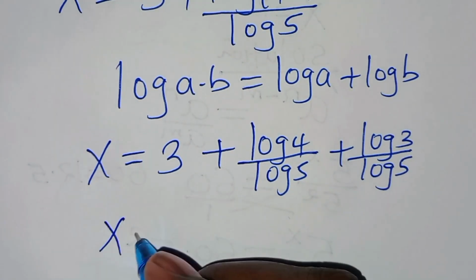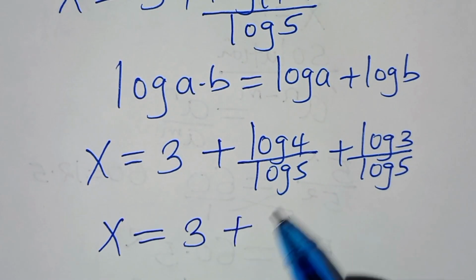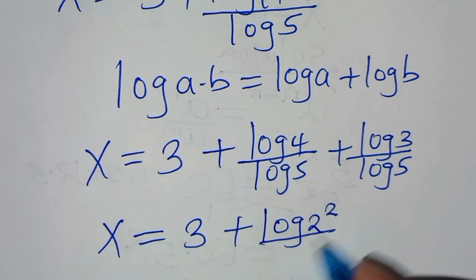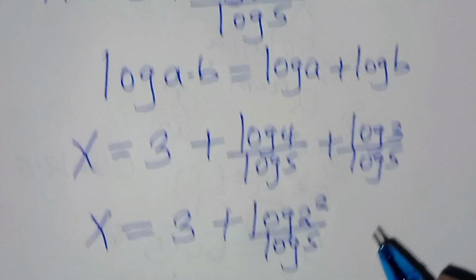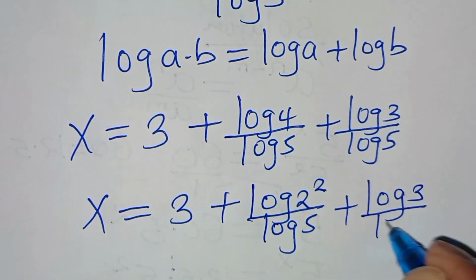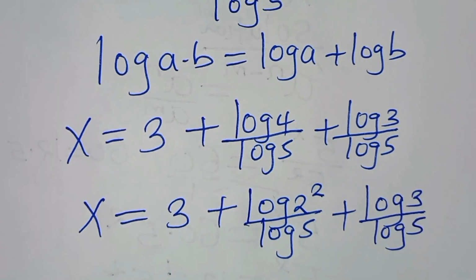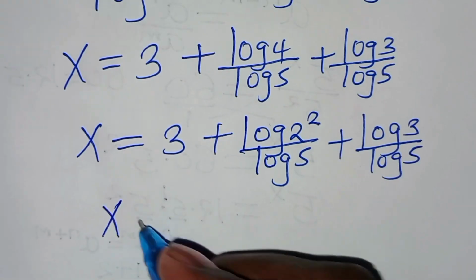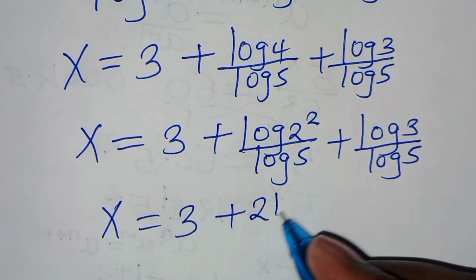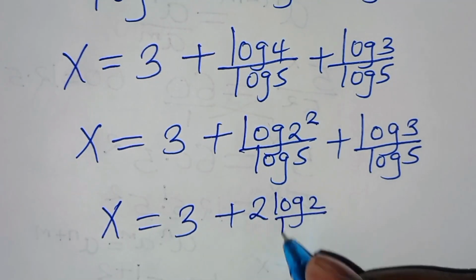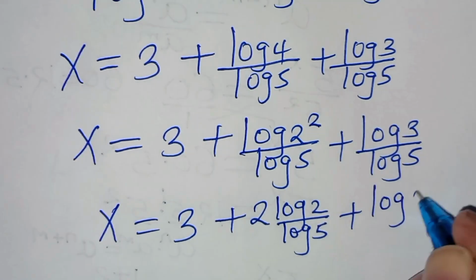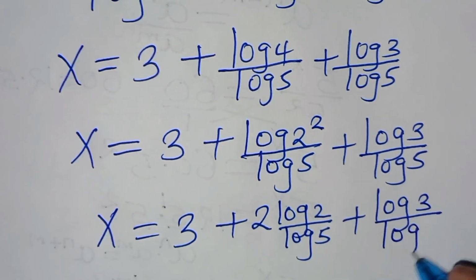Now let's proceed again. Here x will be equal to 3 plus, we can express log 4 as log 2 to power 2 divided by log 5 plus log 3 divided by log 5. Now, x will be equal to 3 plus log 2 to power 2 can be expressed as 2 log 2 divided by log 5, then plus log 3 divided by log 5.